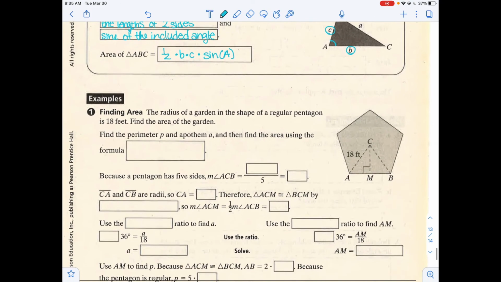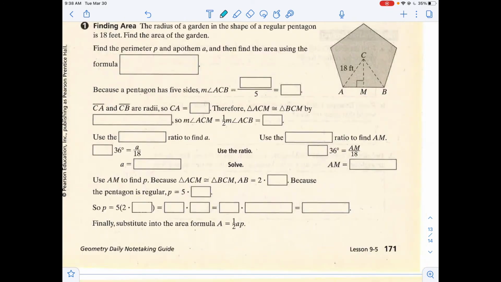Okay, so example 1, finding area. The radius of the garden in the shape of a regular pentagon is 18 feet. Find the area of the garden. So find the perimeter P and the apothem A. Find the area using the formula area equals 1/2 apothem times perimeter, which we learned in a previous chapter. So it should be on your theorem sheet.